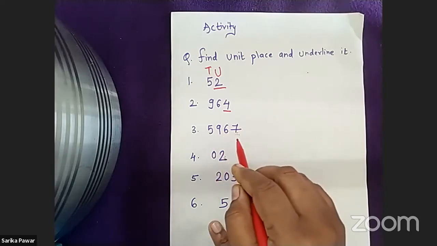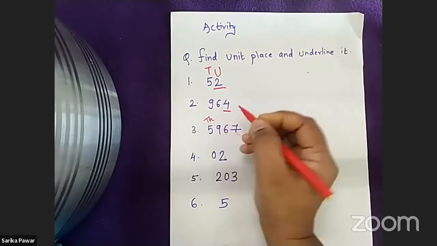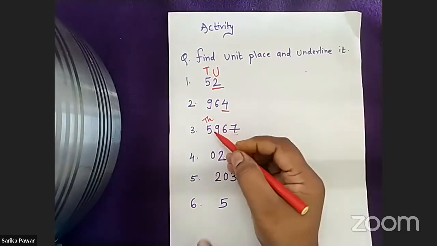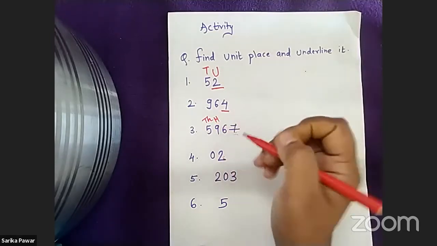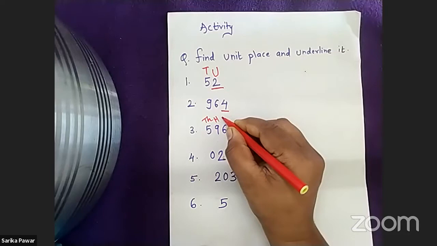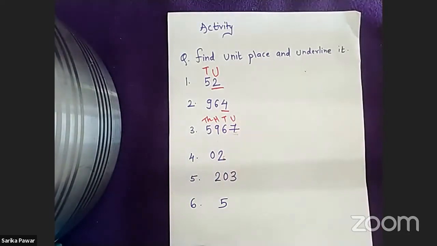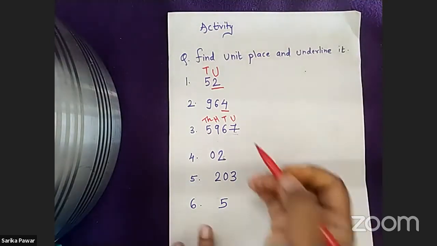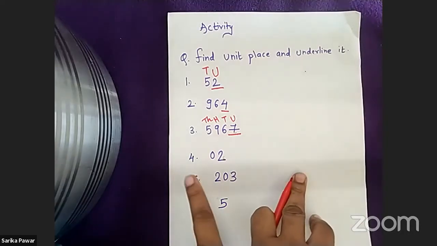5,967. Very good. 5,000. So here we can say the thousands place is number 5. 900. So we can say it as 900. And 6 is the tens place. 7 is the unit place. So I will underline number 7, isn't it? Yes. Okay. Now next number.